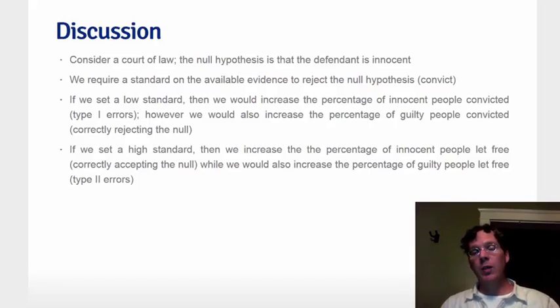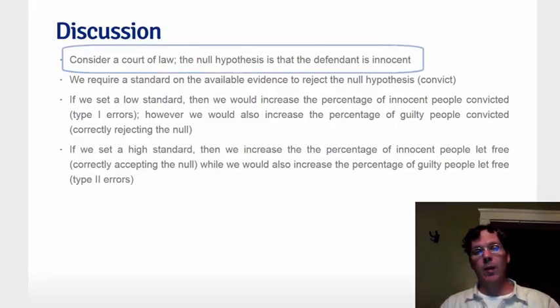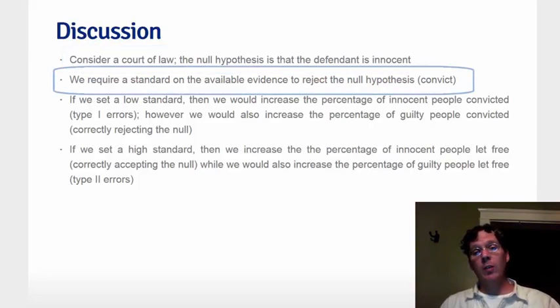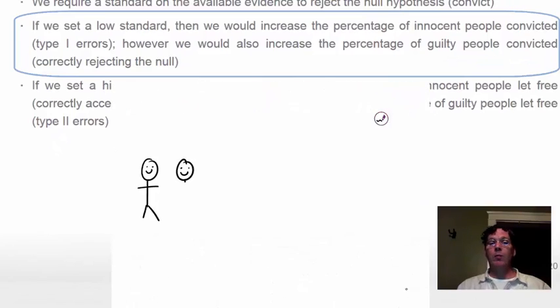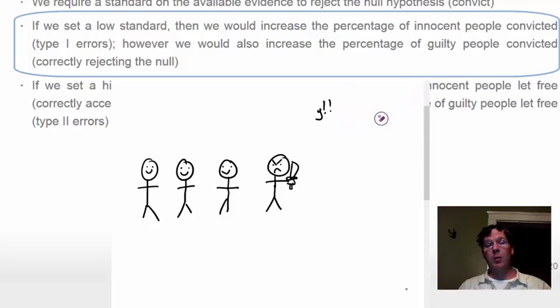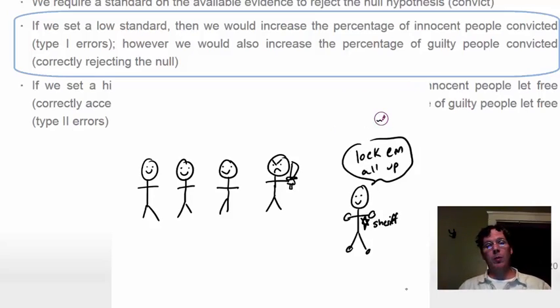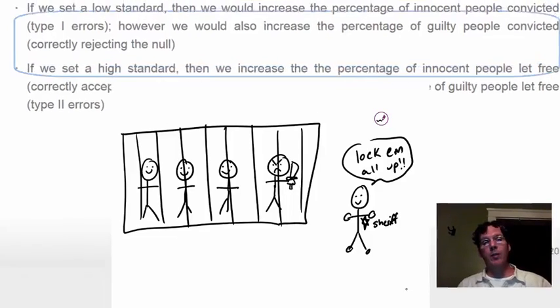We can illustrate this pretty easily by considering a court of law. In most courts, the null hypothesis is that the defendant is innocent until proven guilty. Here, rejecting the null hypothesis is to convict the defendant. We're going to require evidence and a standard on that evidence to reject the null hypothesis. If we set a very low standard, i.e., we don't require much evidence to convict people, then we're going to increase the percentage of innocent people convicted, type 1 errors in this case. However, we would also increase the percentage of guilty people convicted, which would be correctly rejecting the null hypothesis.